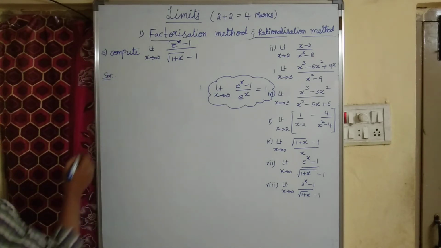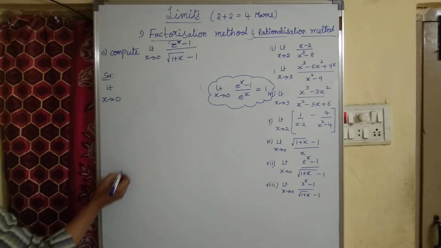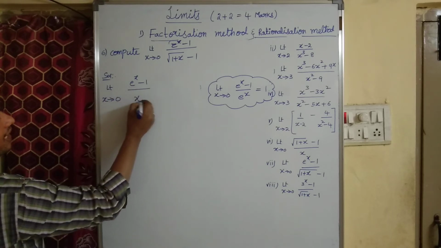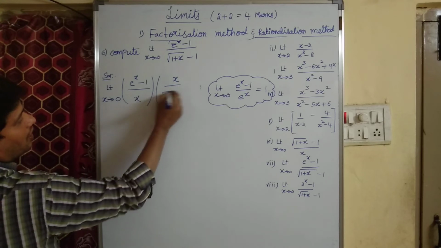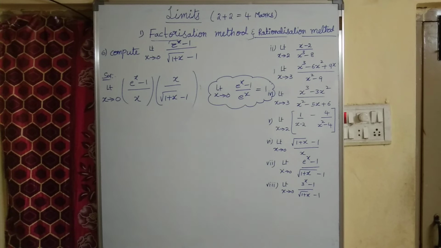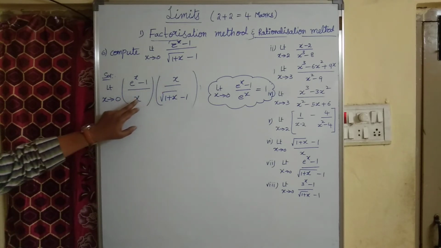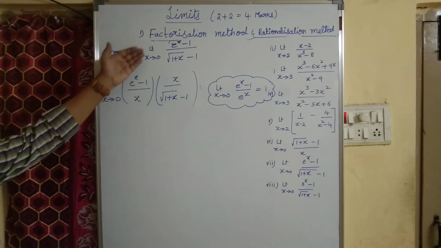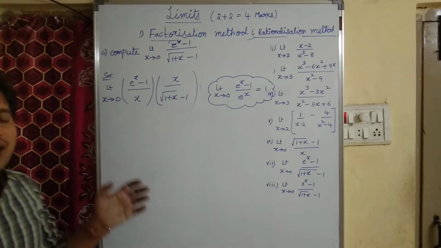Okay. So as per my convenience, I can write it as limit x tends to 0, let me divide it by x: e power x minus 1 by x, into x by root over 1 plus x minus 1. What is the manipulation I did over here? I am multiplying by x and dividing by x. Suppose if I cancel this x and this x, again I will get the same thing. Right? So why did I do it like that?